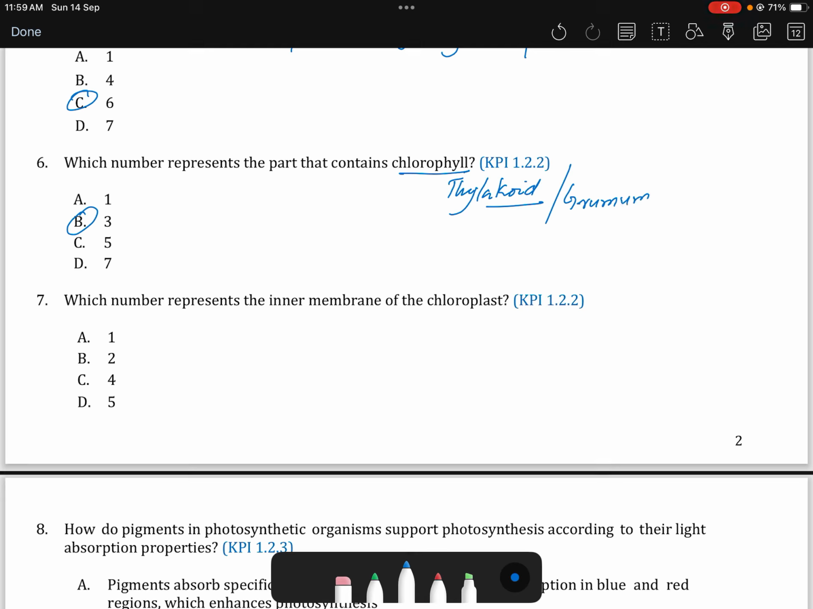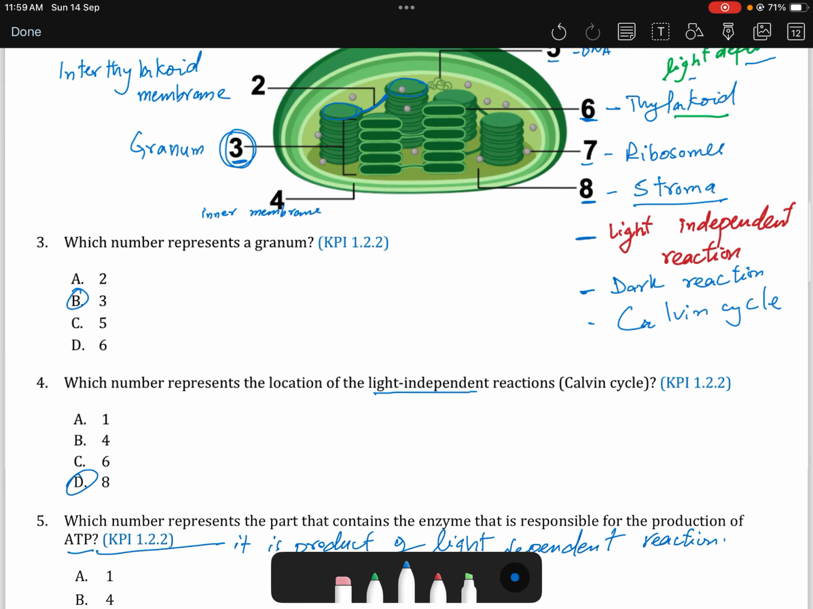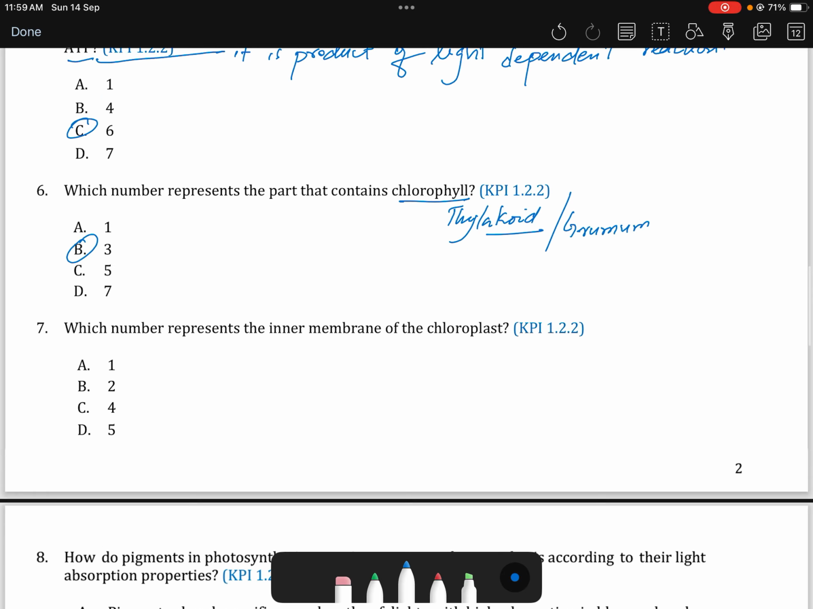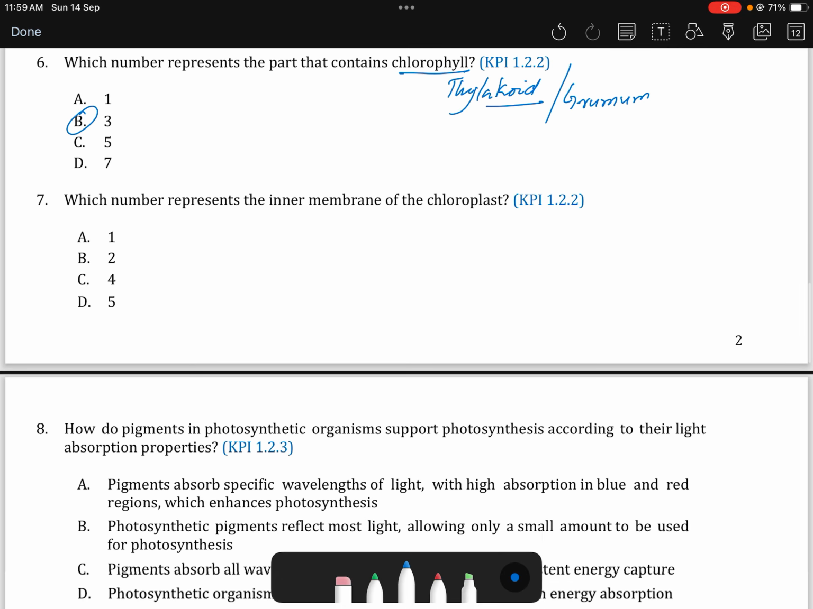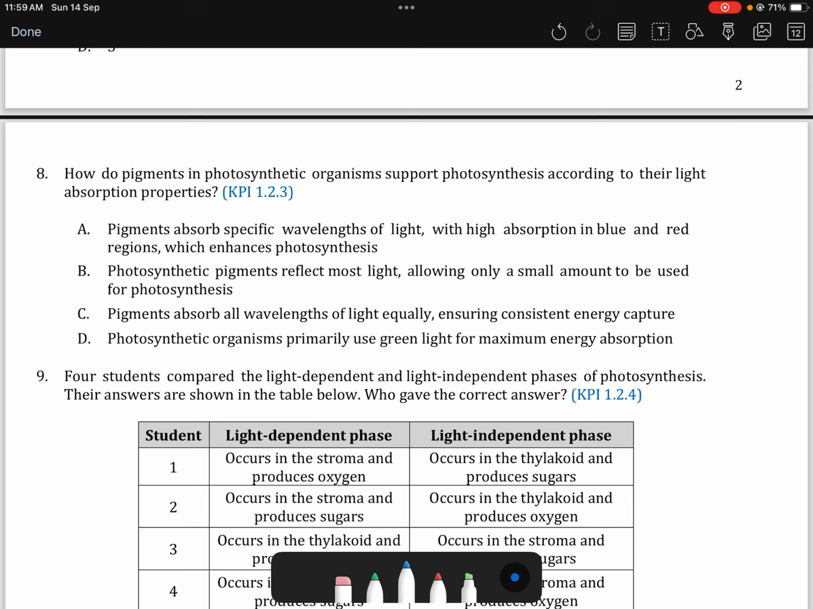Which number represents the inner membrane of the chloroplast? We already did that, it was number 4, so we answer number 4. Now coming to the pigments, what is the role of the pigments? I already told you, to absorb light. How do pigments support photosynthesis? According to their light absorption properties. They are already telling you light absorption properties, so it means the pigments absorb light.